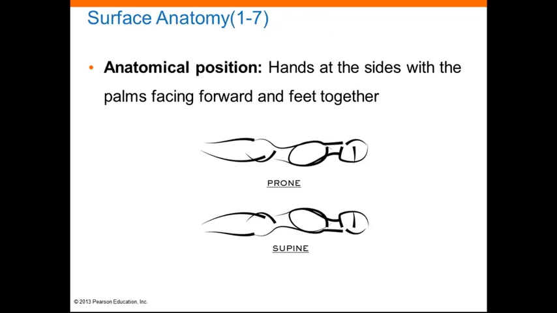Standard anatomical illustrations will show the human form in anatomical position. In anatomical position, the hands are at the side, the person is standing up, palms are facing forward, and the feet are together. A person lying down in the anatomical position is said to be supine when they're face up, and if they are face down, they are said to be prone.